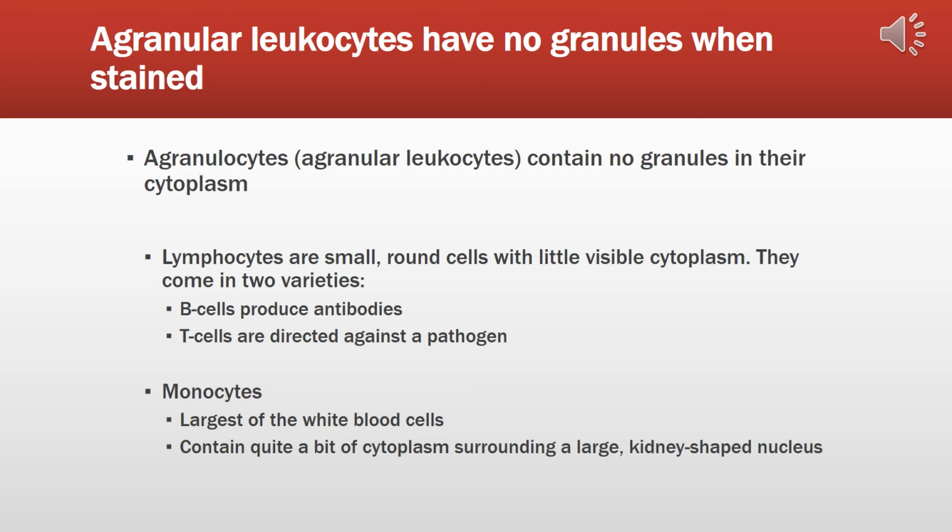There are the B cells, which produce antibodies, and we'll talk more about this when we cover immunity. And then we have T cells, which act directly against the pathogen, and they ingest the pathogen by way of endocytosis. And then finally we have the second type, monocytes, which are the largest of all the white blood cells, including granular leukocytes. And these contain quite a bit of cytoplasm, surrounding a large kidney-shaped nucleus.